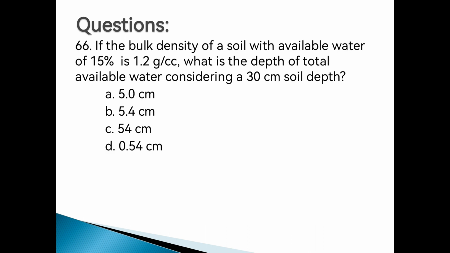Number 66. If the bulk density of a soil with available water of 15% is 1.2 grams per cubic centimeter, what is the depth of total available water considering a 30 centimeter soil depth? The correct answer is B, 5.4 centimeters.